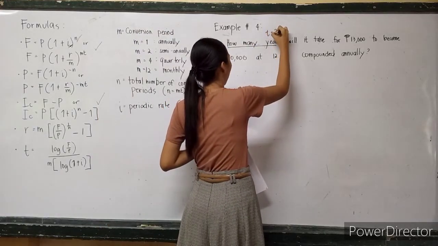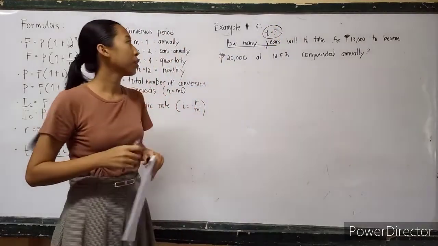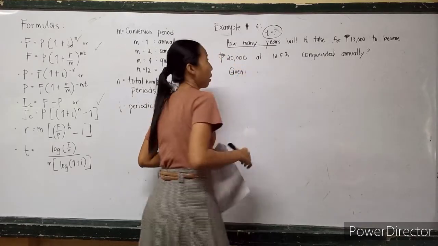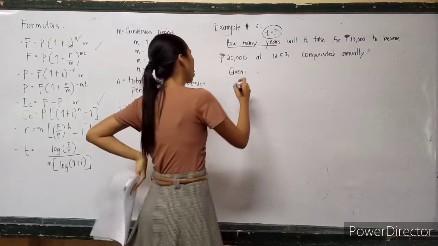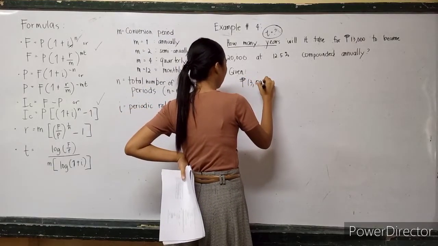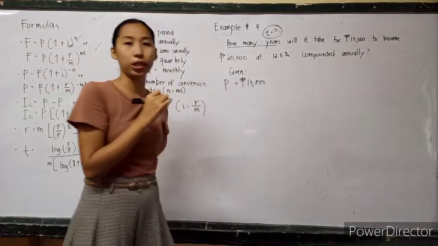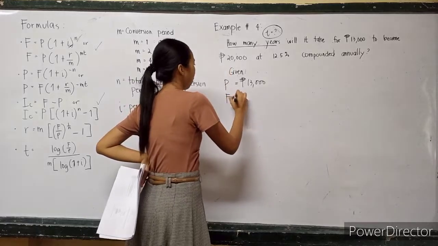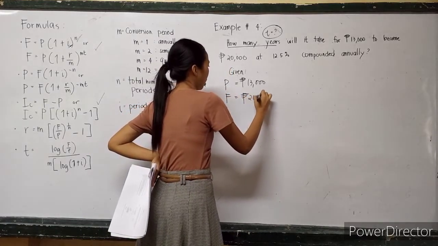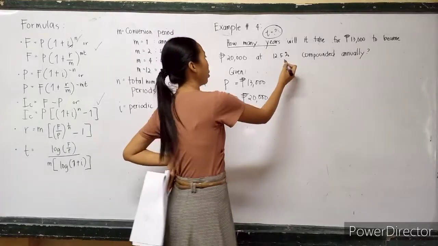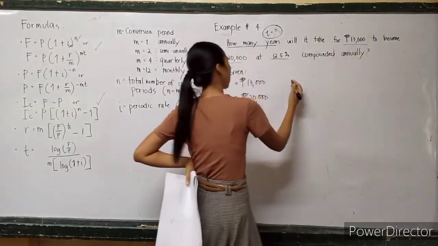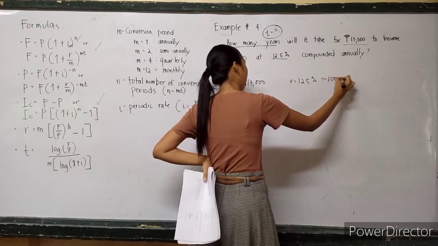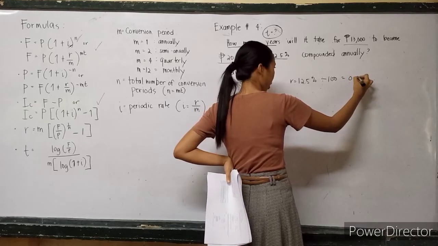Therefore, we are looking for our time, or T. So, let us write our given. First, we have 13,000 pesos, so this is the original money. That is P. To become, that means the amount it grows to, so this is your F: 20,000 pesos. And then we have the percent. That means this is your rate, 12.5%. Divide it by 100, so this becomes 0.125.